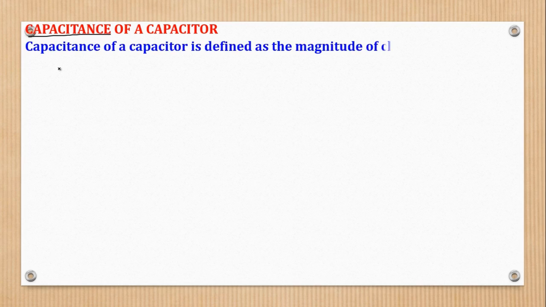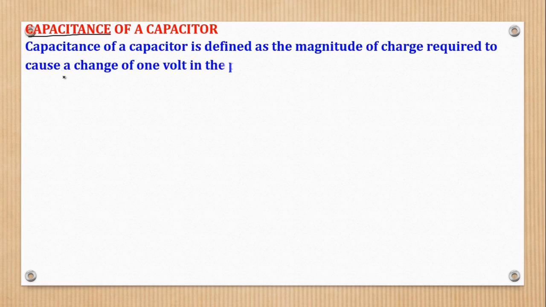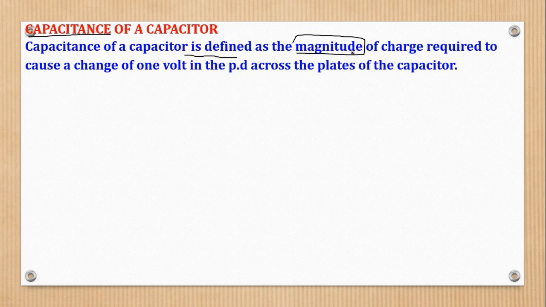So now that we have known what a capacitor is, we can go now to the capacitance of a capacitor. By definition, the capacitance of a capacitor is the magnitude of charge required to cause a change of 1 volt in the PD across the plates of the capacitor. So that's how the capacitor can be defined.